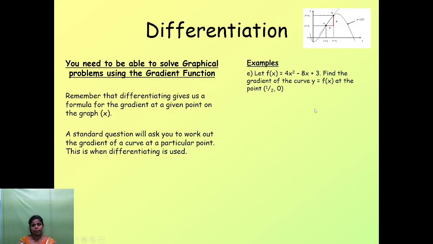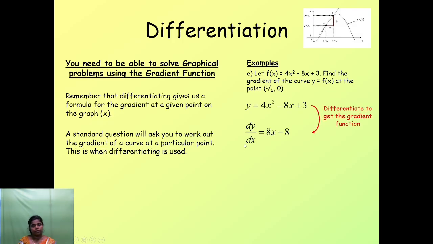Next example, f of x is equal to 4x square minus 8x plus 3. Find the gradient of the curve y equal to f of x at the point 1 by 2 comma 0. Here what is the value of x? The x value is 1 by 2. Then f of x is y, so we write y equal to 4x square minus 8x plus 3.